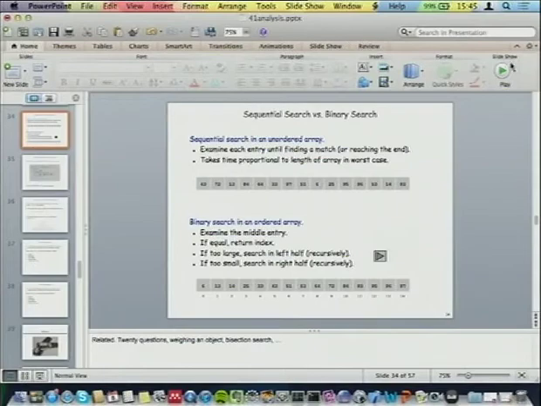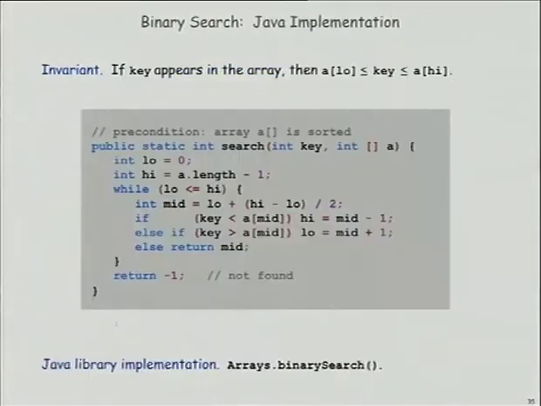And let me get back to my slides. We can actually go and implement this, and this is how I would implement it. This is not a recursive solution, this is in fact an iterative solution. So we have low, we have high, and while the low point is still less than the high point, I get the middle point.